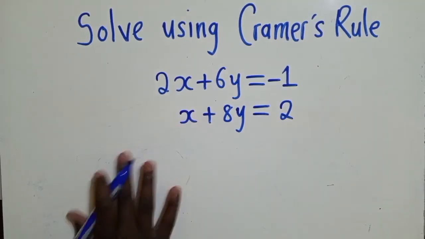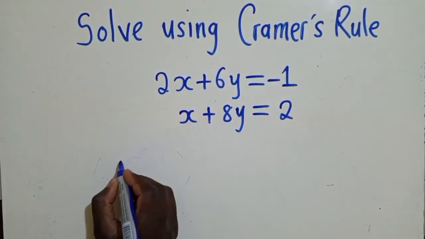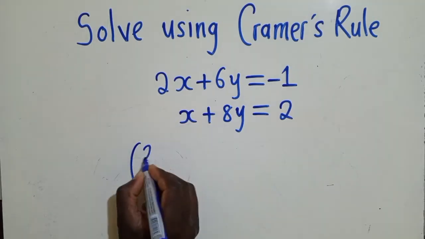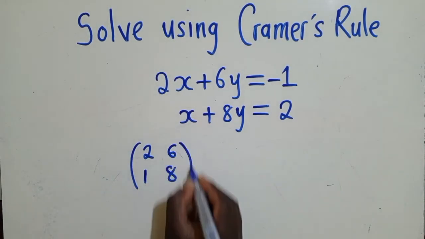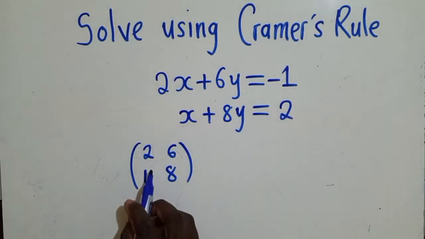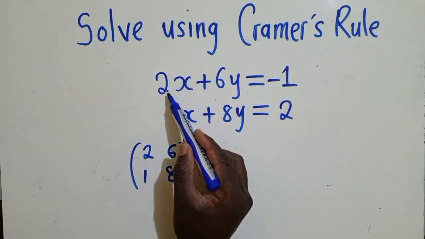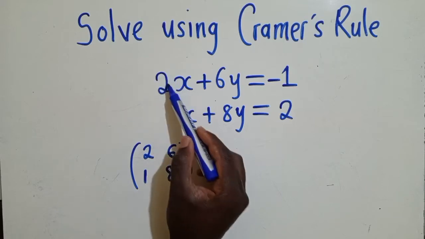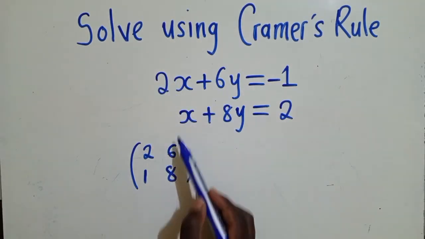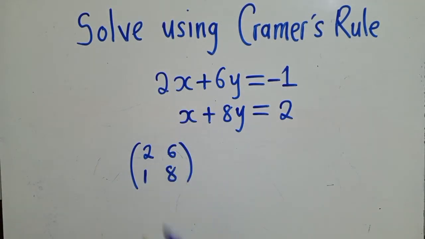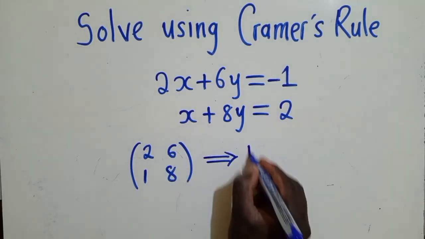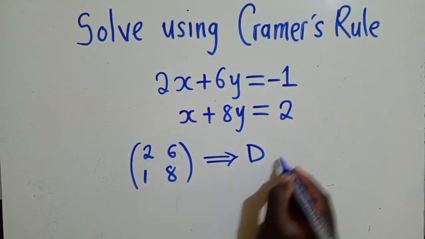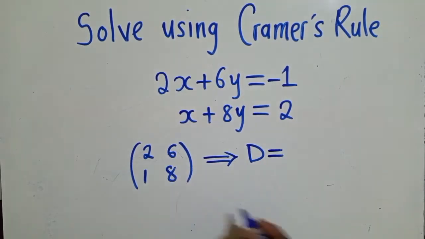So let's say the first matrix will be 2, 6, 1, 8. This is a matrix I've formed here. You're just getting the coefficients. The number in front here is a 2, here it's a 6, it's a 1, and it's 8. Once you do this, you now find the determinant. We're going to call this D, the determinant of this matrix.